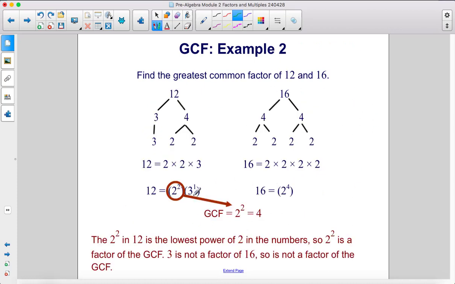Okay, so you can see that 2 is the only factor they have in common. This one has a 3, but this one doesn't, so we ignore the 3. Here we have 2 squared. Here we have 2 to the 4th. We take the lowest power. So 2 squared is the greatest common factor between 12 and 16, which is 4.